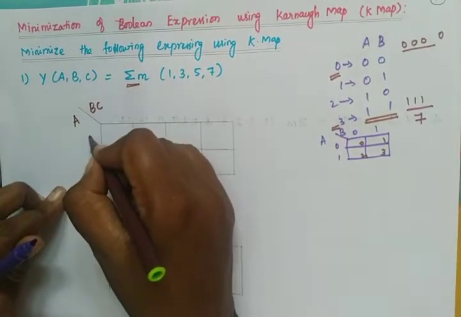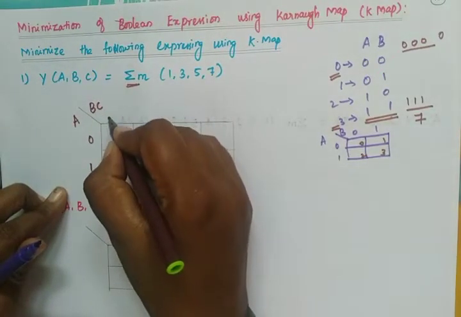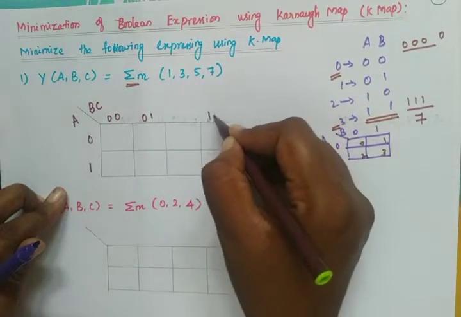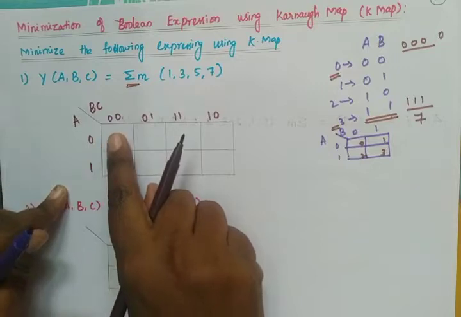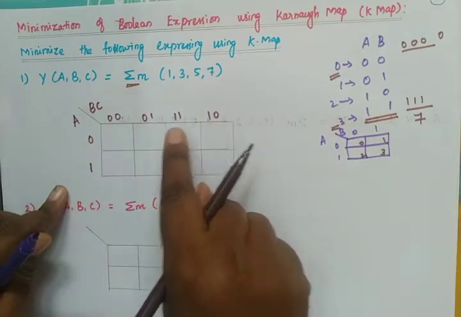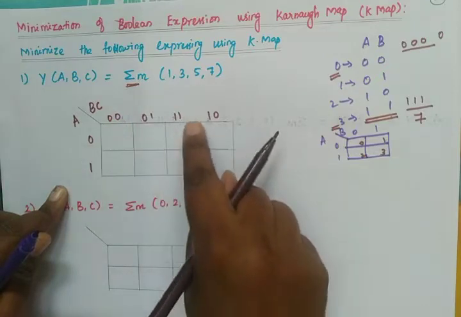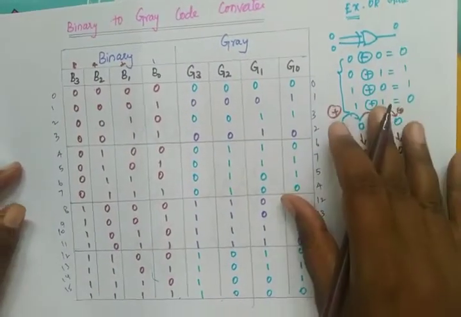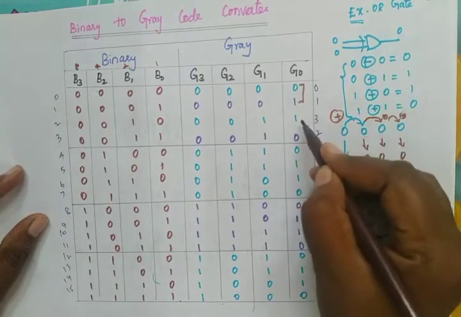For A, either we can use 0 or 1. For B, C, what are the combinations possible? 00, 01, 11, 10. Now, you will get a doubt: why are we writing 00, 01, 11 and 10, instead of writing 00, 01, 10, 11? The reason is this follows gray code. Already we studied about gray code conversion. I guess that you would remember this. Now listen, these are the gray code combinations, isn't it?